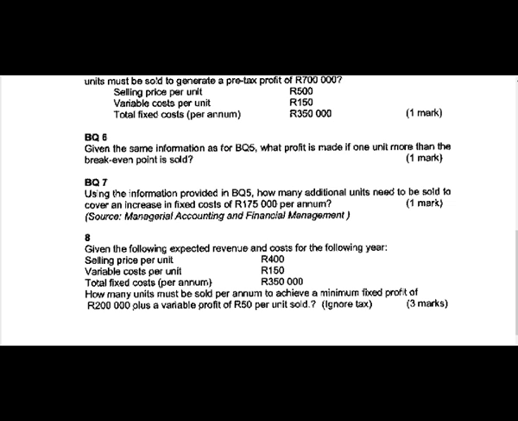For BQ7, you are required to calculate the units that you need to sell in order to contribute towards these extra fixed costs. So you do have your contribution, which is 350, and these fixed costs are 175. So it's just like calculating the break-even point, but the question was rephrased in a different way. So you take your fixed cost divided by your contribution per unit. So you will need to sell 500 units in order to cover these extra fixed costs.